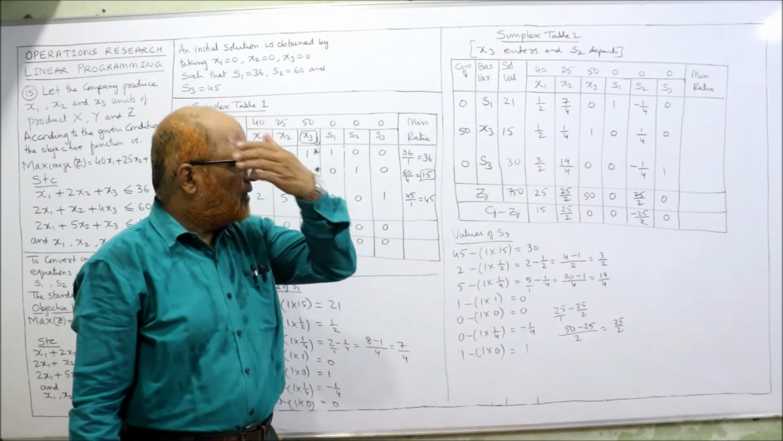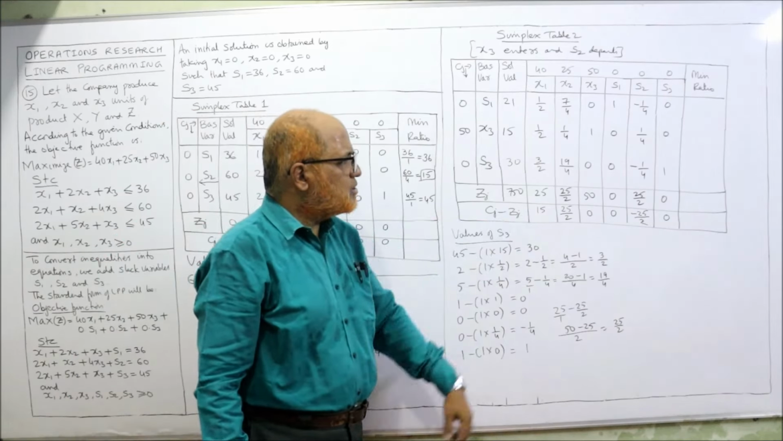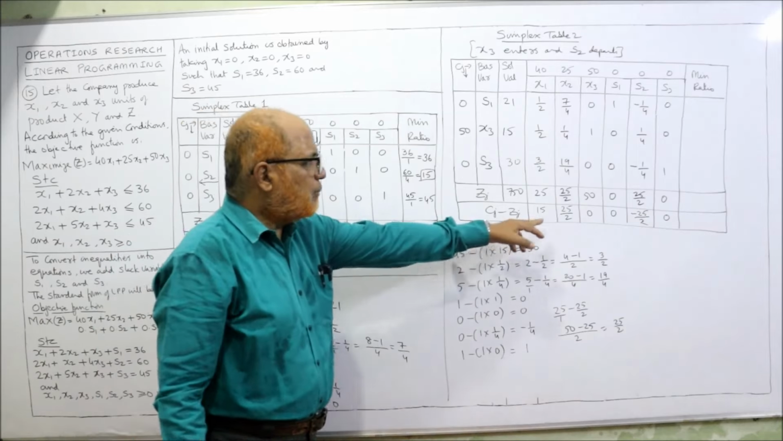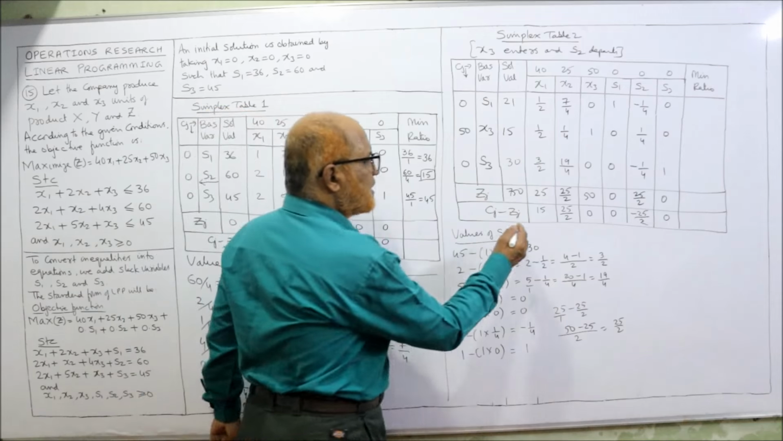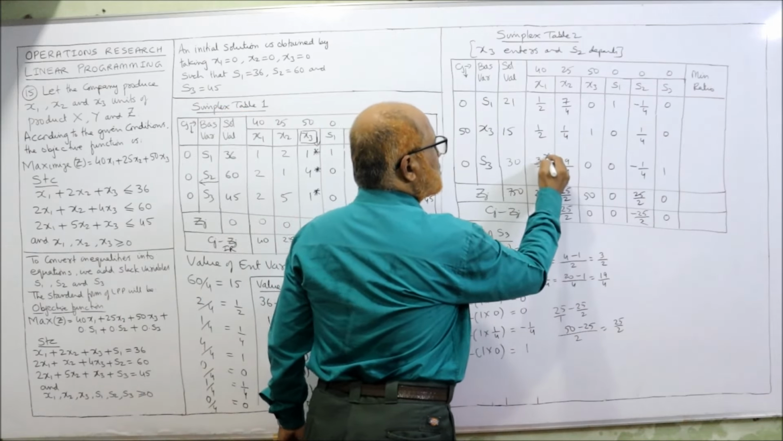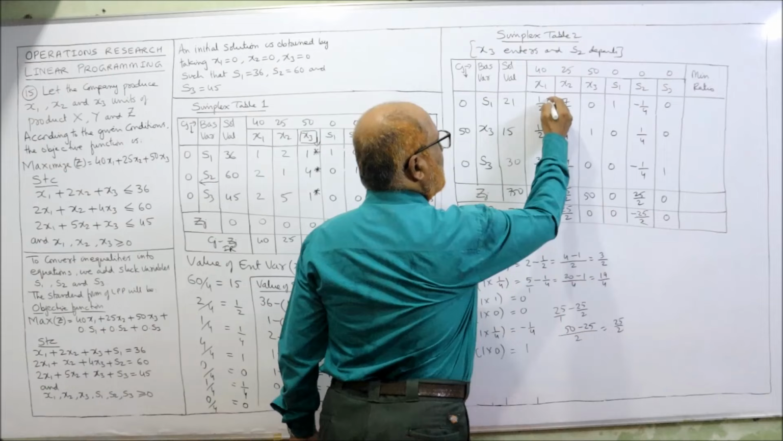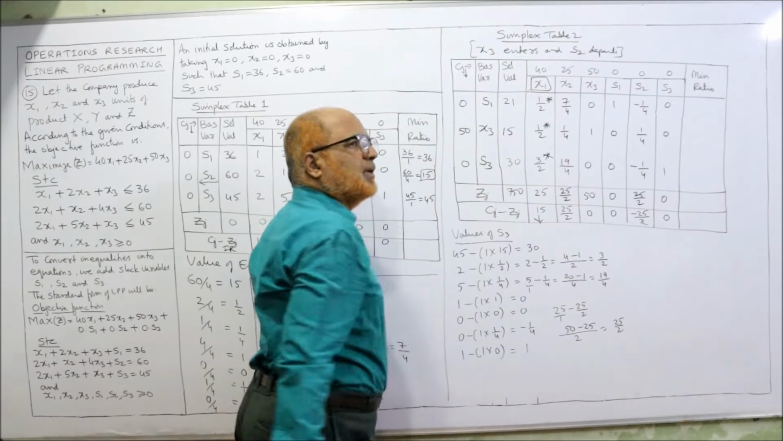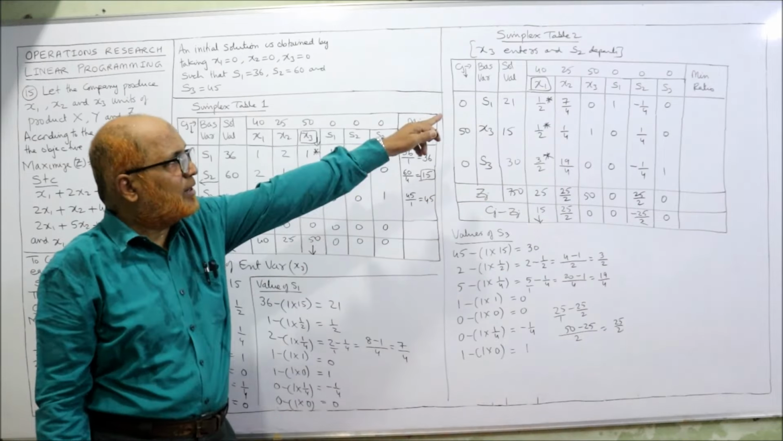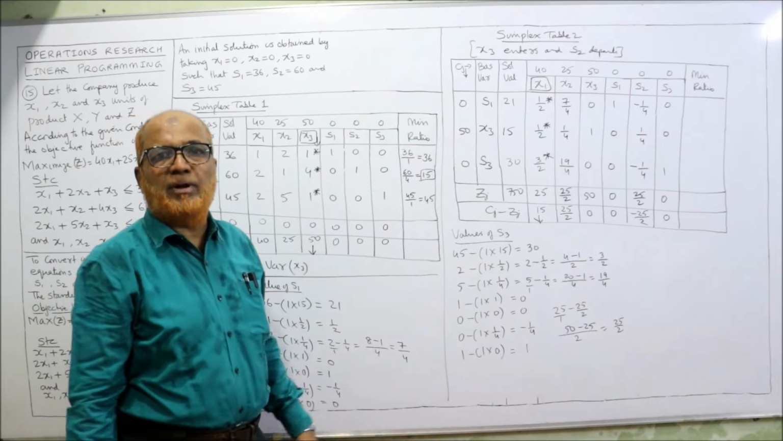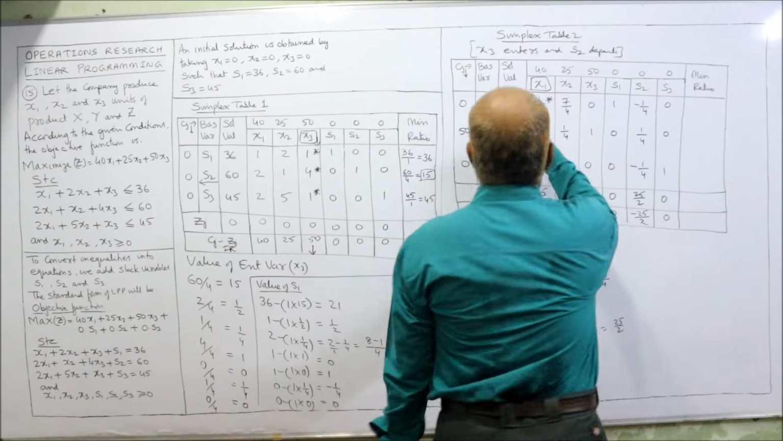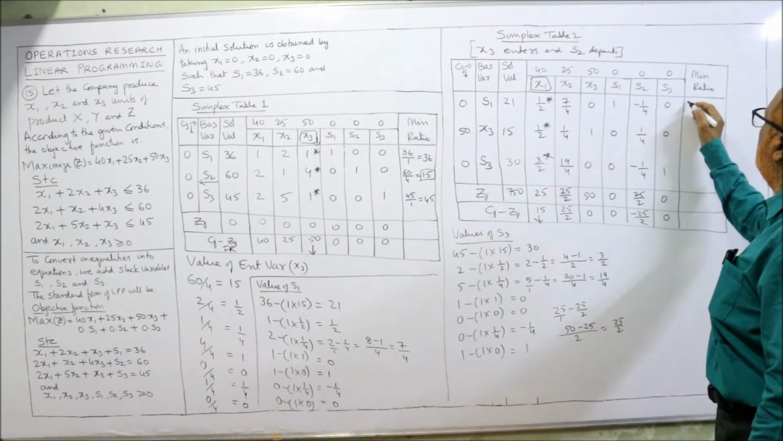The highest positive: 15. 25 by 2 means 12.5. The 12.5 or 15, whichever is higher, that we have to select. The 15 is high. So this will be the entering variable in the next table. Which one will enter? X1 will enter in the next table. Which one will depart depends on minimum ratio. Now we calculate minimum ratio: solution value divided by intersectional element.